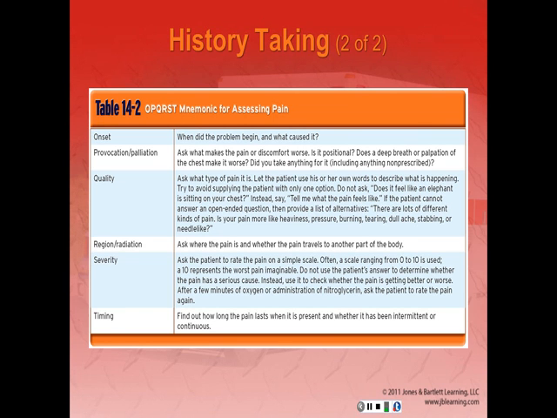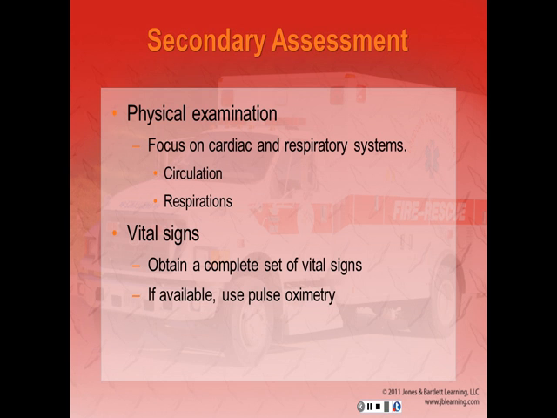Do not use the patient's answer to determine whether the pain has a serious cause. Instead, use it to check whether the pain is getting better or worse. After a few minutes of oxygen or the administration of nitroglycerin, we need to reevaluate pain and get that rating number again to see if there's been any change. Timing: find out how long the pain lasts, when it is present, and whether it has been intermittent or continuous.